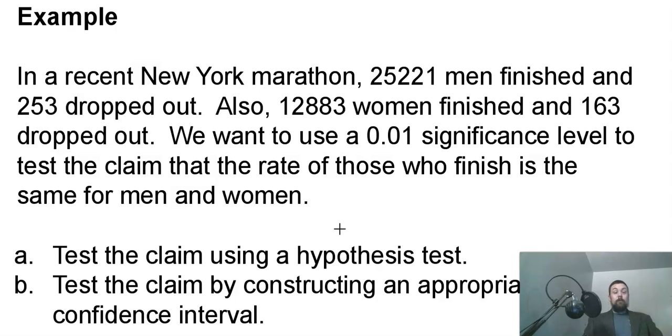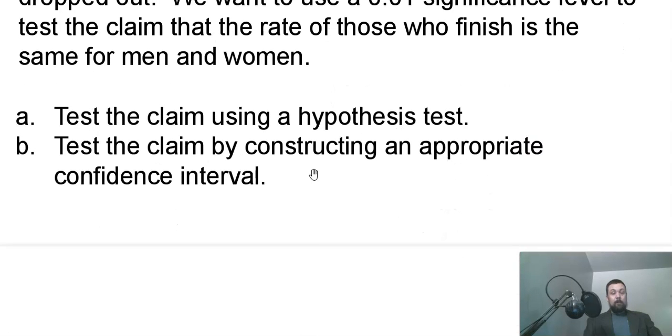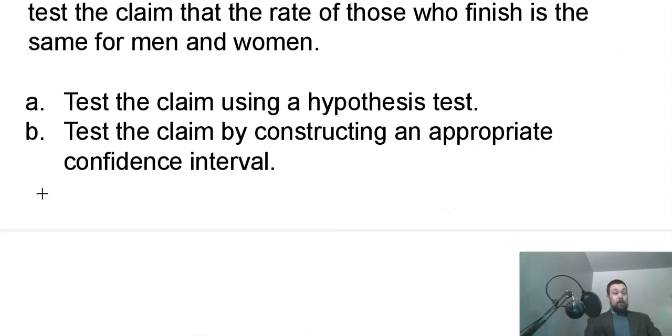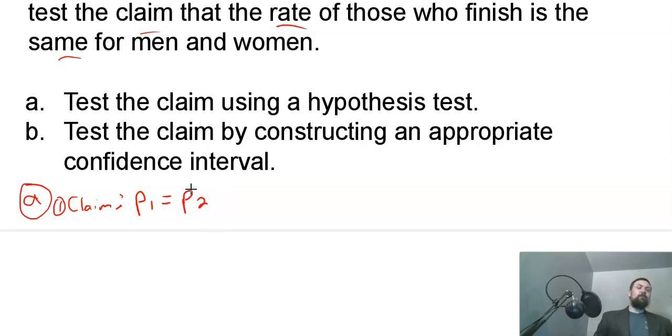All right, so we'll start with the first step of hypothesis testing. We're going to do part A first. Step 1, state the claim in a mathematical form. Here we're being told the claim is that the rate, which is the proportion, of those who finish is the same, which means they're equal to each other. And so the claim here is that the proportion of men who finish the race is equal to the proportion of women who finish the race. All right, so that is the claim.